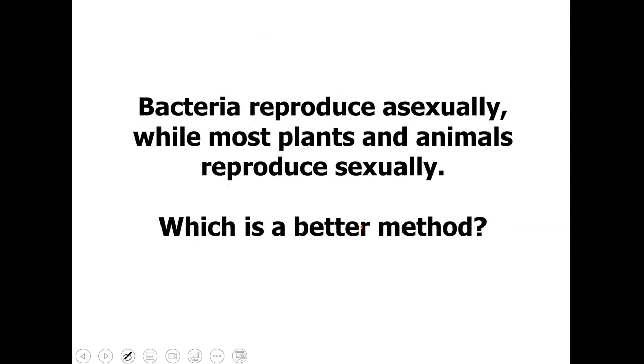Bacteria are going to reproduce asexually, while most plants and animals, like we said, reproduce sexually. So which is going to be the better method? Well, it actually depends on the environment and what's going on. If it is asexual reproduction, lots of times that can occur faster. Most bacteria will divide about every 20 minutes. Example, E. coli. And so you can go from 1 cell to 2 cells to millions of cells within a matter of days. Whereas with sexual reproduction, it does take much longer.